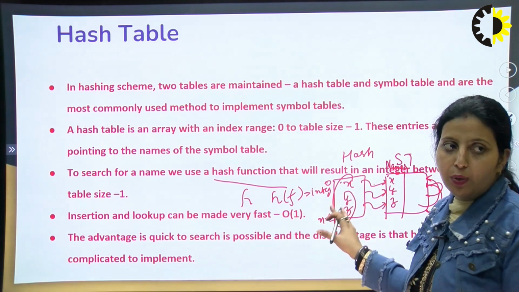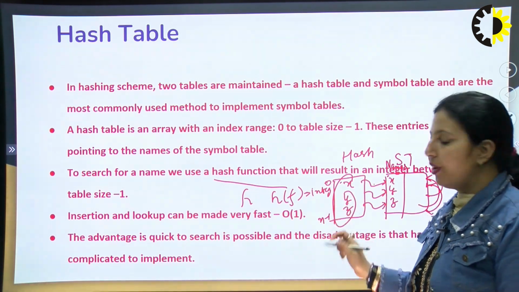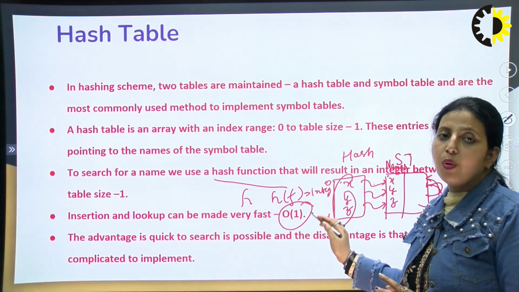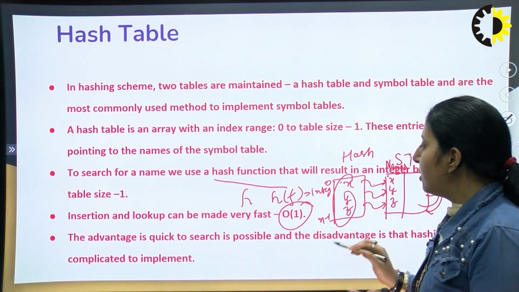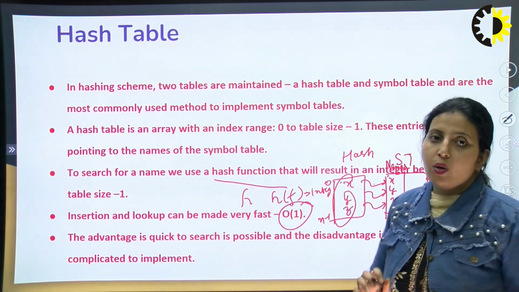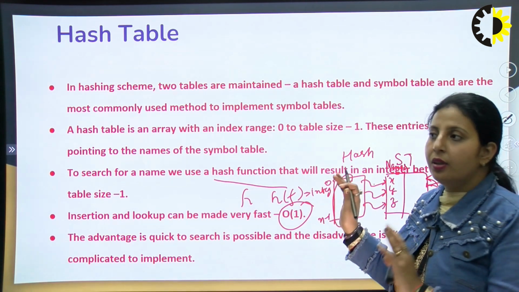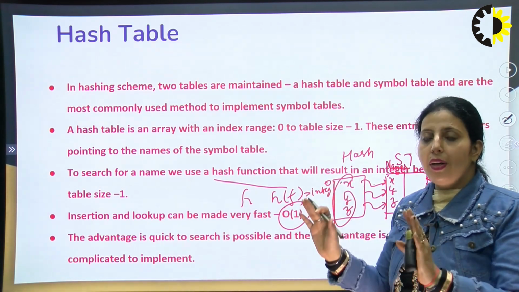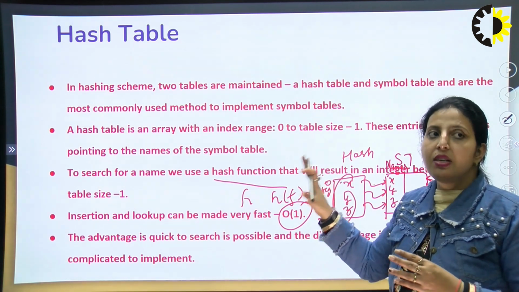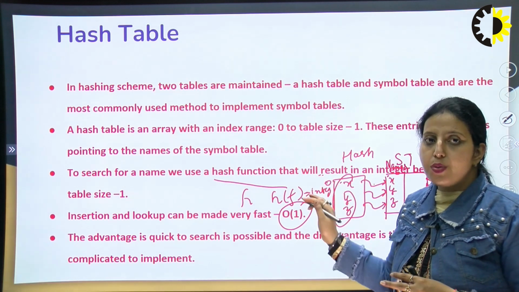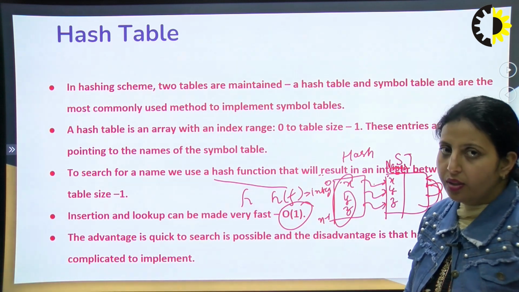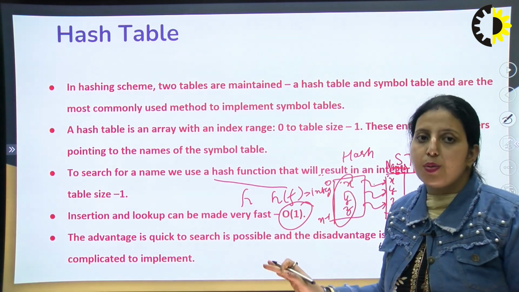Insertion and lookup can be made very fast; in this, insertion and lookup, meaning searching, can be done in O of 1. The advantage is that it is very quick to search, and the disadvantage is that hashing is complicated to implement. So basically, to implement a symbol table, the hash table technique is used because it is a fast way of insertion and searching. That's why this technique is most preferably used. Thank you so much.